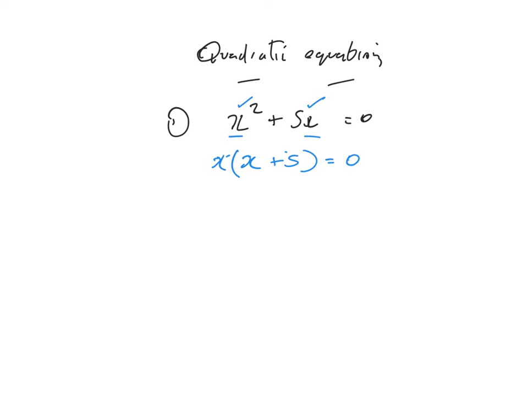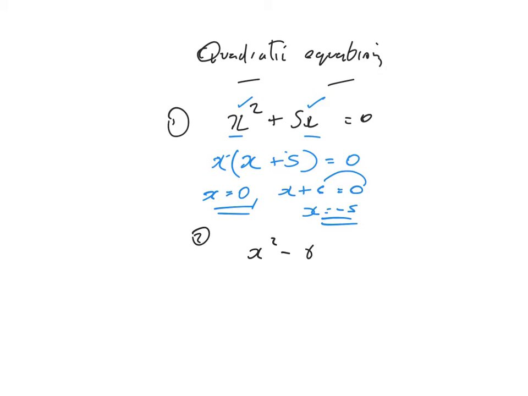Now what that means is that could be 0 or that could be 0. So x could be 0 or x plus 5 could be 0. So take that over to the other side. That's x equals minus 5, and that's it, question done. Okay, example 2.